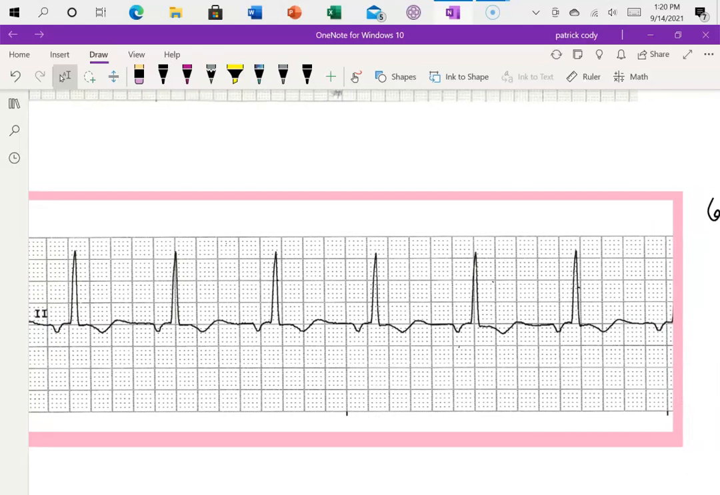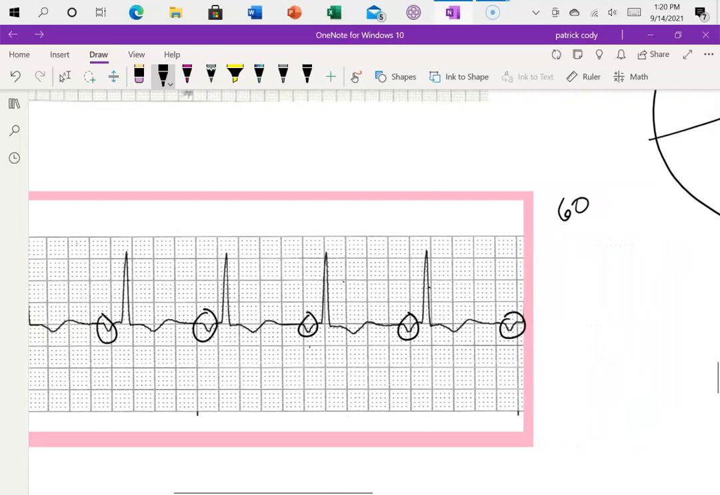We see a P wave before every QRS, but the P waves here are inverted, aren't they? They're facing down. Okay, so that's going to be problematic. It's not going to fit into our normal sinus rhythm criteria. But I just told you a minute ago that junctional beats often have inverted P waves. So I'm just going to put in parentheses with a question mark: could this be junctional?